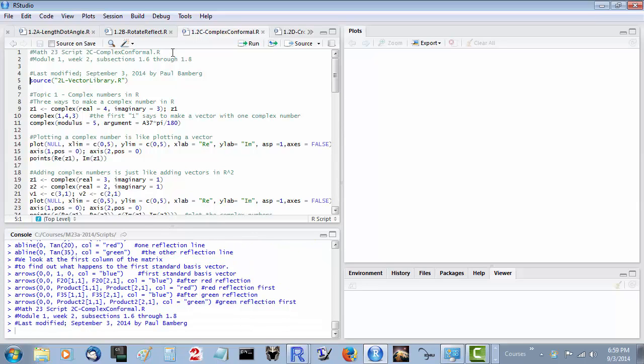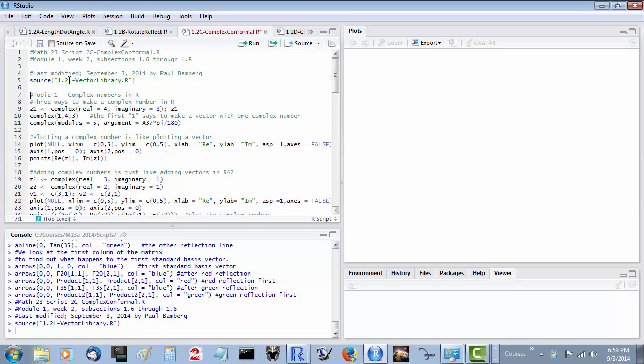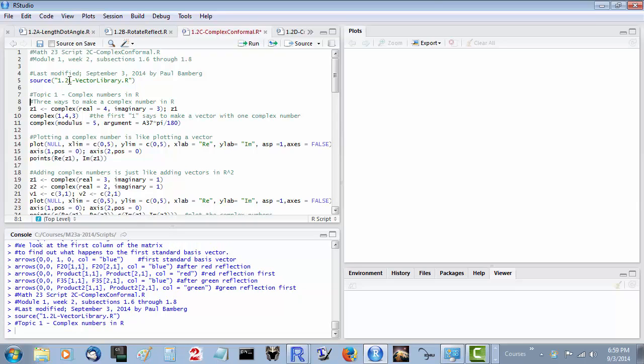Let's include vector library, but let's change the name to the correct one. And look at complex numbers.